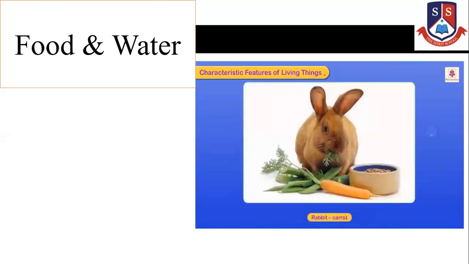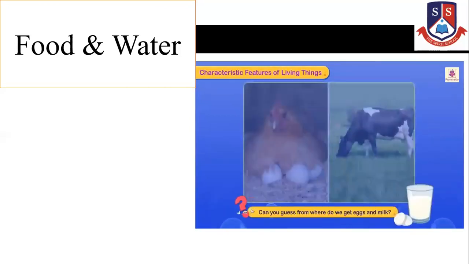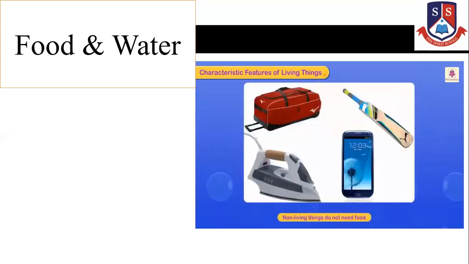A rabbit feeds on carrot. Can you guess from where we get eggs and milk? Non-living things do not need food.